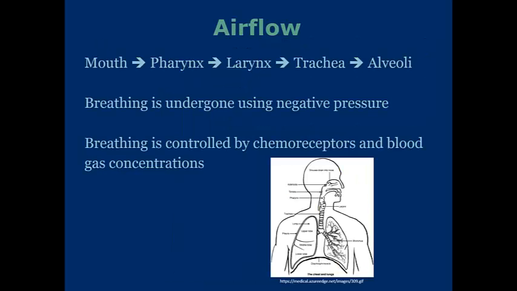When we look at airflow, it goes through a variety of structures, and obviously there's a bunch of intermediates, but the main 5 we're going to go into are going from the mouth to the pharynx, to the larynx, to the trachea, and lastly into the alveoli. As I stated earlier, breathing is undergone using a negative pressure gradient, and it's controlled by chemoreceptors and blood gas concentrations. If you are experiencing low oxygen in your blood, you're obviously going to increase your respiratory rate, and the opposite is true.